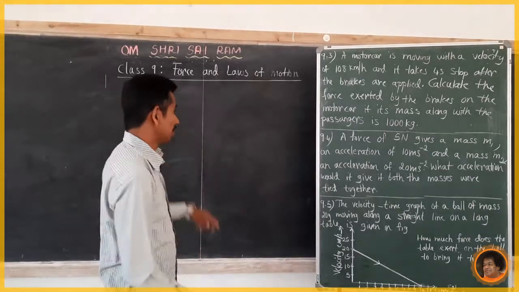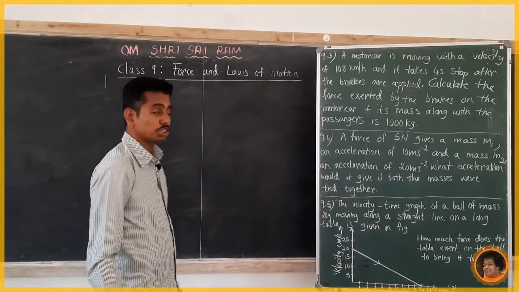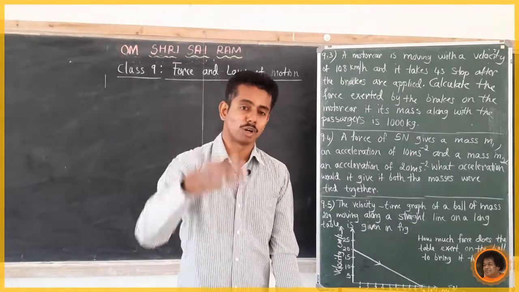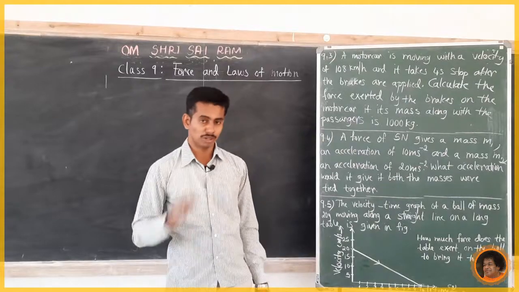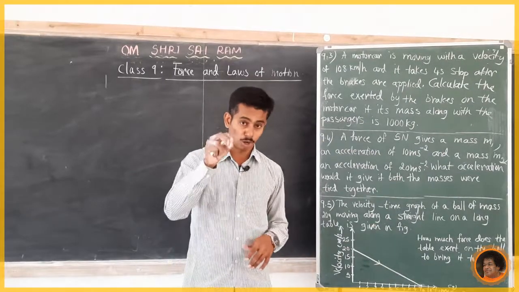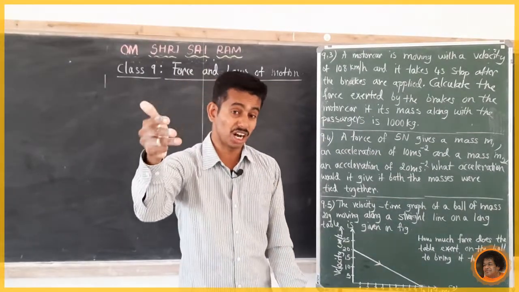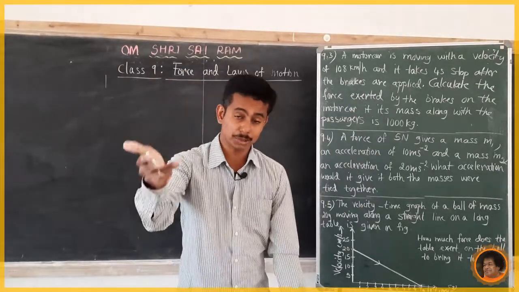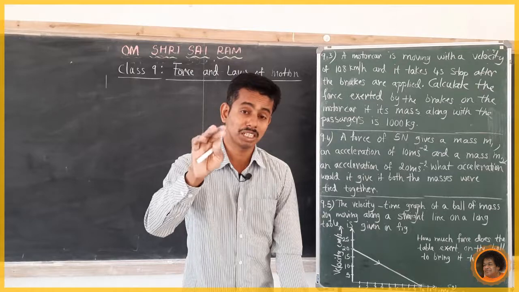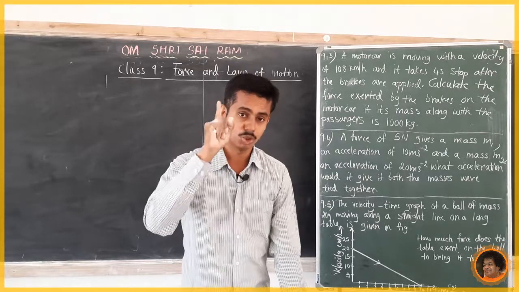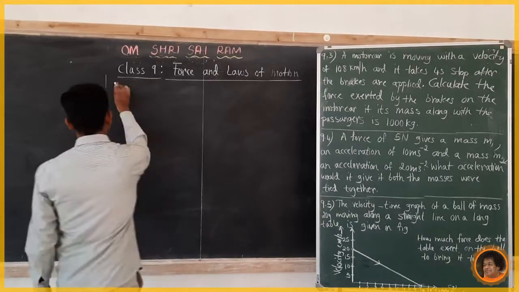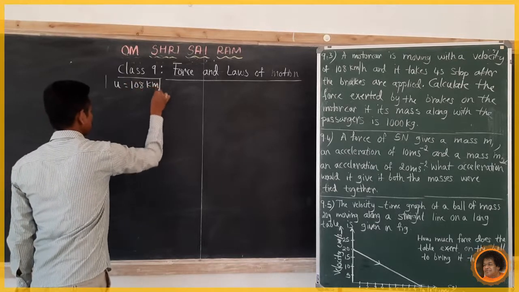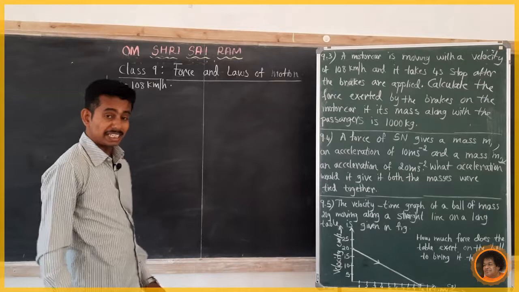First write the data. What is given? A motor car is moving with a velocity of 108 km per hour. Just tell me, is it the initial velocity or final velocity? It is the initial velocity. Why? Because it comes to rest after 4 seconds, so the final velocity becomes 0. The initial velocity is indicated by u. It is 108 km per hour.